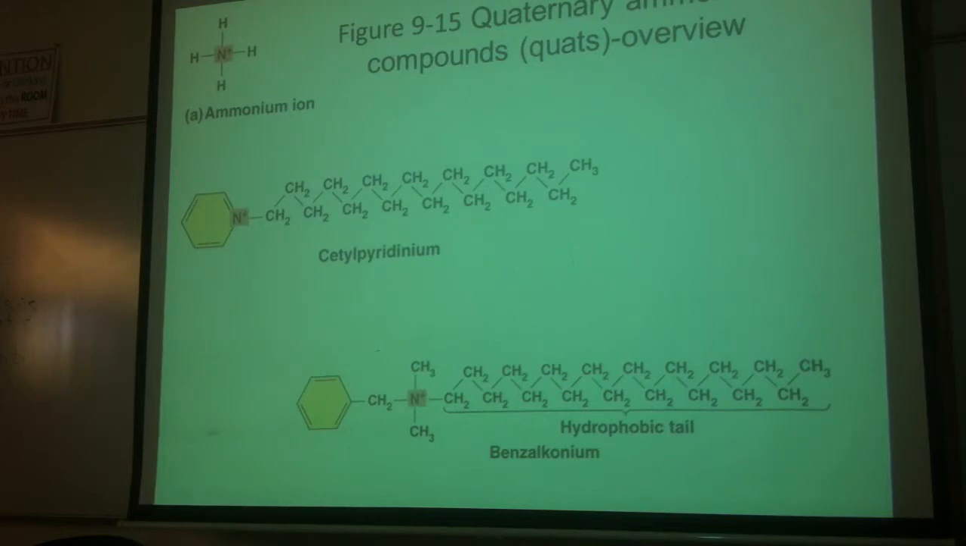So, quaternary ammonium compounds. These are in those surfactant areas. We have ammonium ions, and you can see how it gets changed and mutated. These are just some of the different structures. Remember, we're talking about surfactants, which are soaps, so you have to have some kind of hydrophilic and hydrophobic ends. That's what these hydrophobic tails are for. That's how it's a soap: it has the two ends.